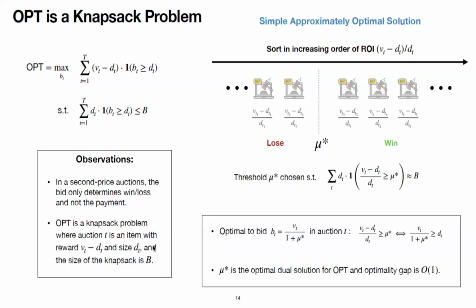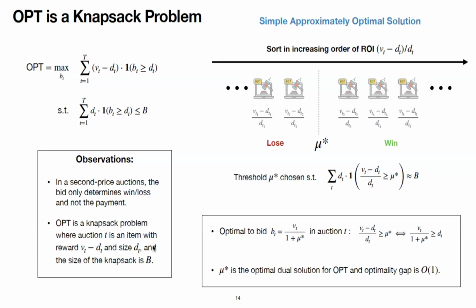You sort in increasing order of bang per buck, which is (b_t minus d_t) over d_t. Then you put a threshold: whenever (b_t minus d_t) over d_t happens to be bigger than this threshold mu star, I'll pick the item. If not, I won't. This threshold mu star should be chosen such that if you add the payments of all the winning items, it's roughly close to capital B, which is the budget. Whenever you win, you pay d_t, and you win whenever (b_t minus d_t) over d_t is bigger than mu star.